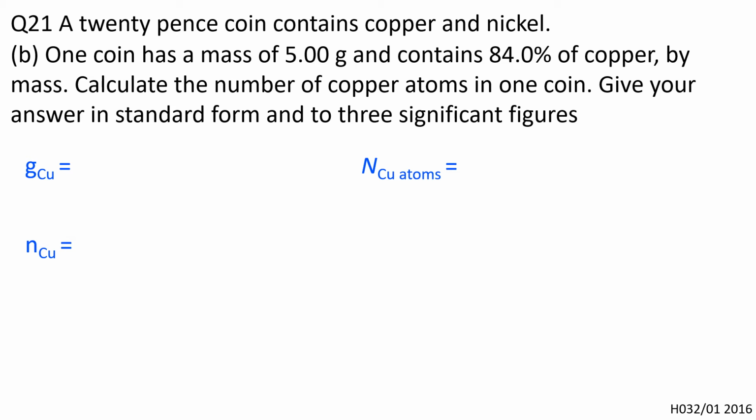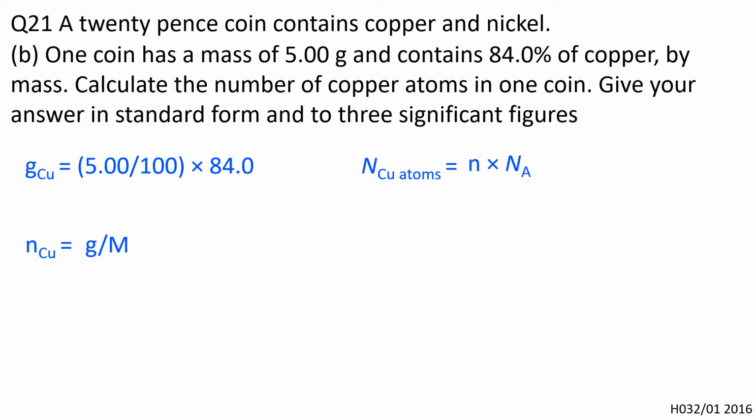Other specifications such as AQA, they will give you the value for Avogadro's number and other constants that they'd like you to use. So in short, just use the data that you're given. If in doubt, 6.02 times 10 to the 23 for Avogadro's number. So the mass of copper as a percentage, so 1% of 5 grams is 5 divided by 100, so 84% is 5 divided by 100 multiplied by 84. The amount of copper in moles is mass over molar mass.